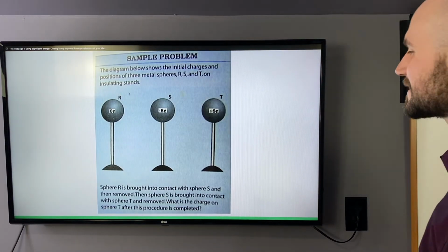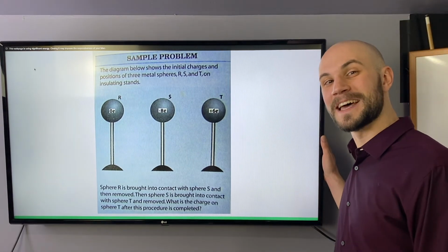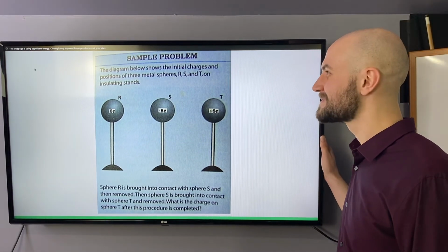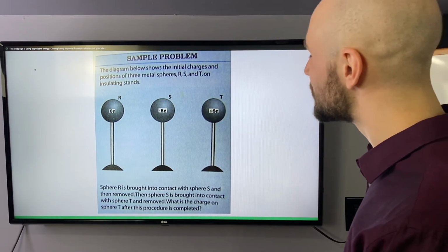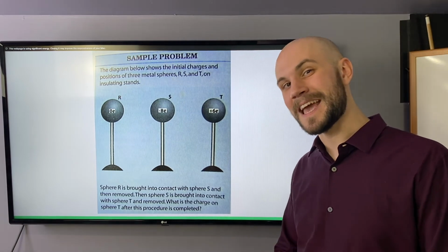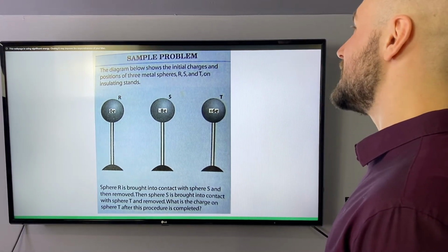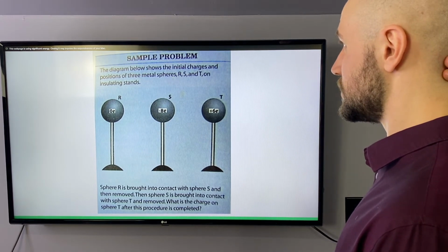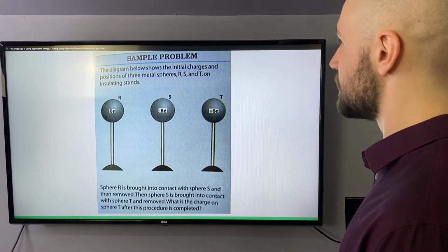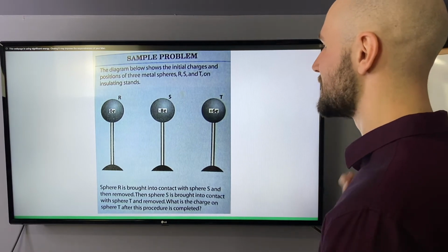All right. I'm going to leave you with another electrostatics puzzle. Aren't these fun? Your goal for today, the assignment for today, is to solve this puzzle. I want you to give me the answer of what's going on here. The diagram below shows the initial charges and positions of 3 metal spheres, R, S, and T. Because why not? R, S, and T.